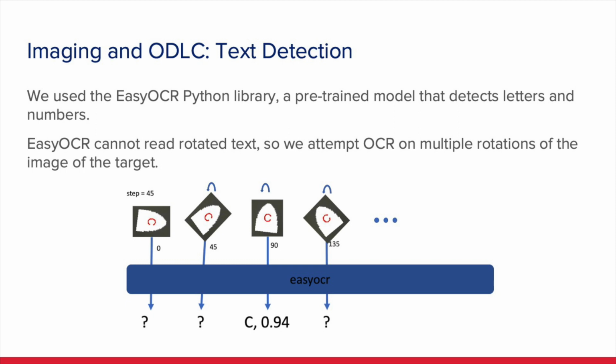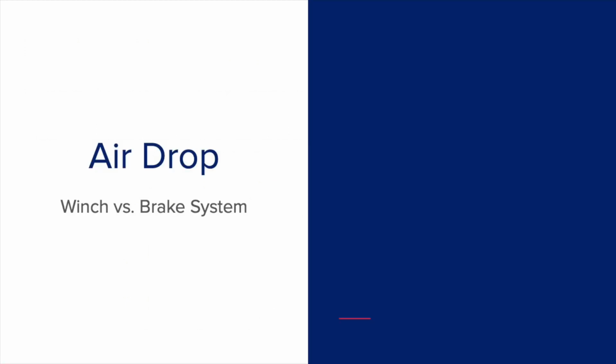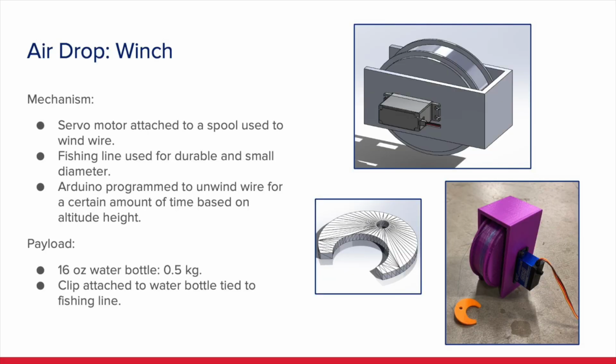as a lowercase d. We're going to be going over our airdrop mechanism. The first thing we're going to be talking about for this airdrop mechanism is the winch design. The way this works is we have a servo motor attached to a spool used to wind wire, as you can see in the top right.